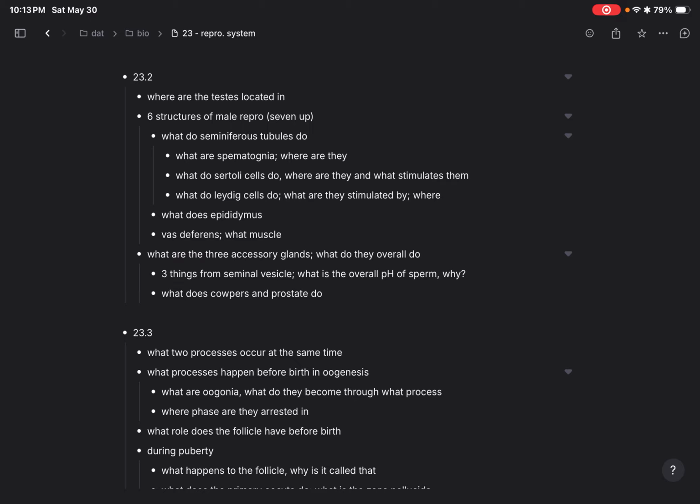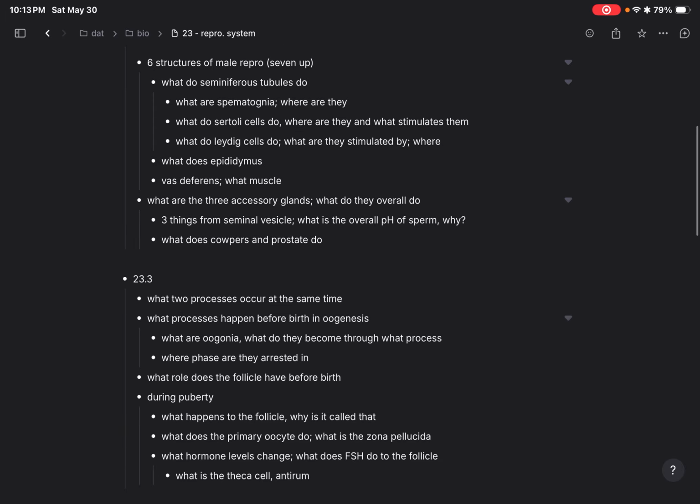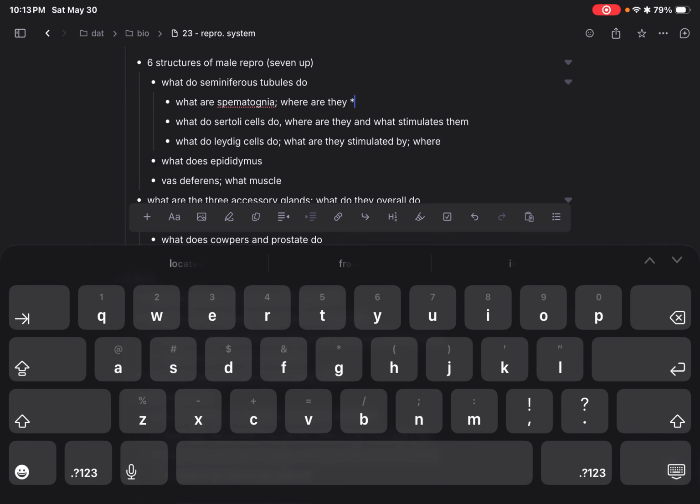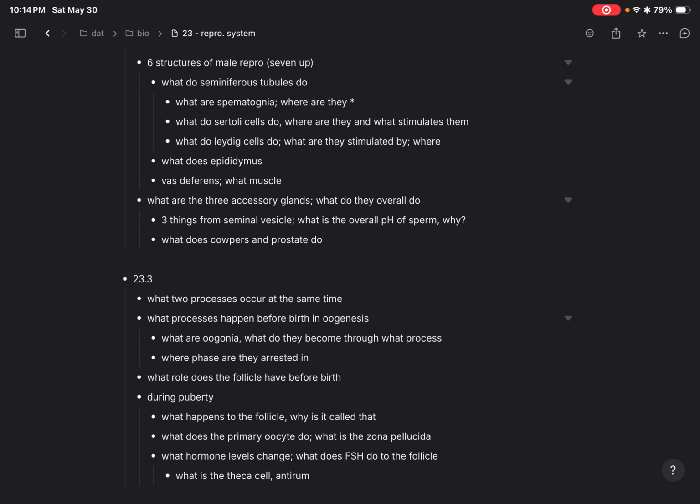Spermatogonia are germ cells that undergo meiosis. So there are the germ cells, then the somatic cells, and then the gametes. The spermatogonia are the germ cells for males. It's the same thing for oogonia. These are going to undergo meiosis, and they're going to make the sperm.